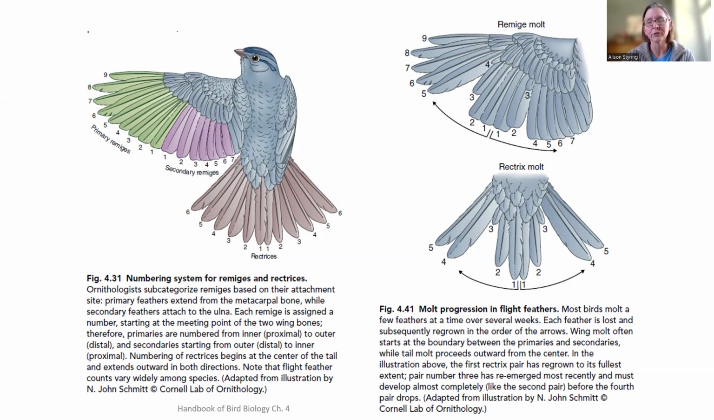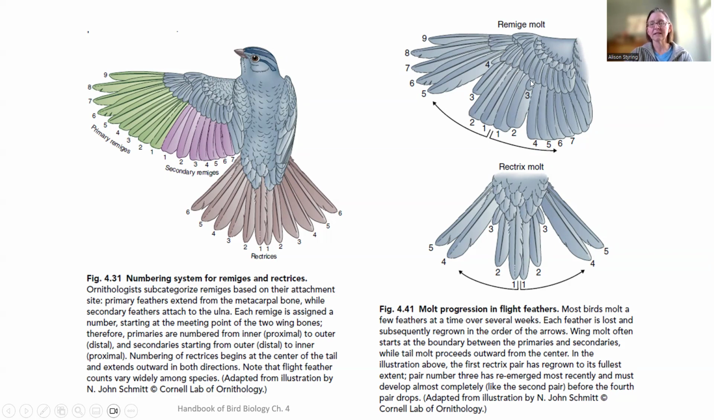That's because that bird is molting. And this is the pattern you often see birds molt with. They'll start by molting flight feather number 1 in their remiges, and then they move on to 2, and then they move on to 3, and they move on to 4.